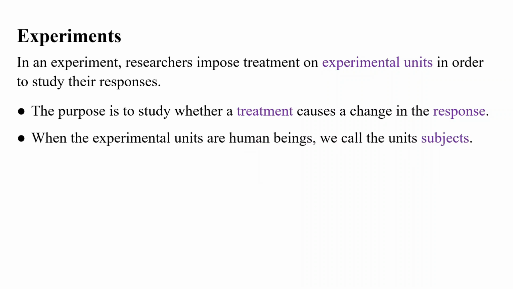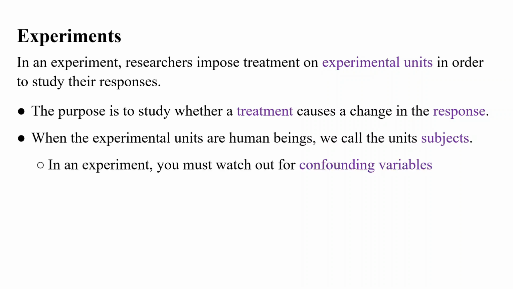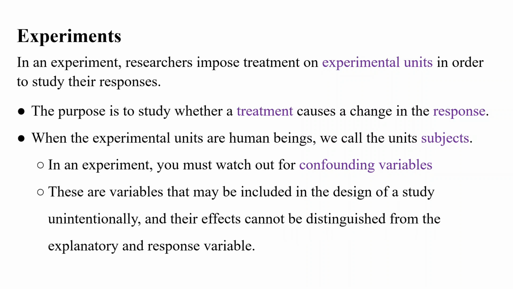Okay. So when the experimental units are human beings, we usually call them subjects. Okay. So you'll see experimental units could be plants or animals. But when they're humans in an experiment, we usually call them subjects. So you'll see those two terms kind of used interchangeably when talking about the people or the things in experiments. So in an experiment, just like with an observational study, we have to be aware that there are lurking variables. In an experiment, we have to be aware of what's called confounding variables. And confounding variables are variables that are included in the design of a study unintentionally, and their effects cannot be distinguished from explanatory and response.